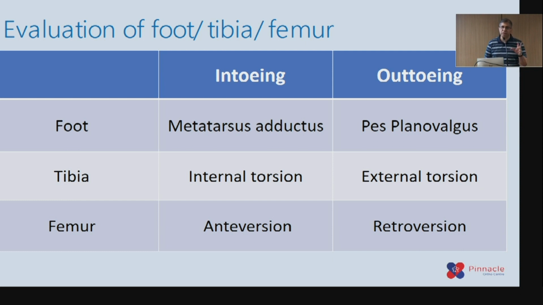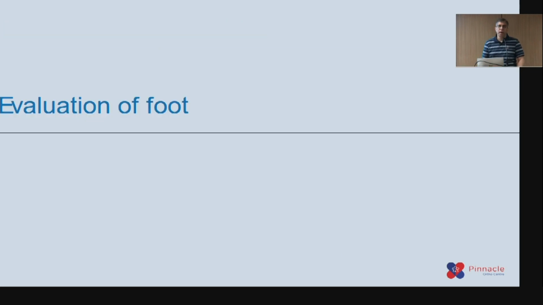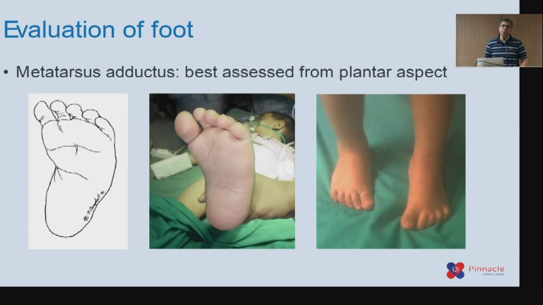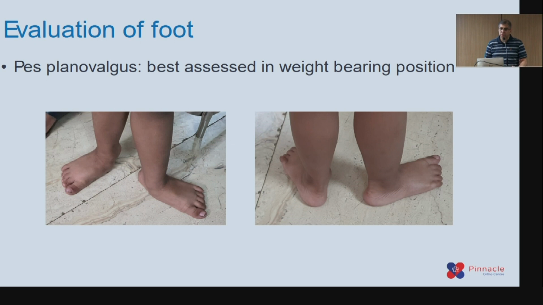It can arise, as I said, from the foot or the tibia or the femur, and you have to evaluate each of these segments. In the foot, intoing can arise because of metatarsus adductus, that is a bean-shaped foot. This can be easily assessed on inspection by looking at the foot from the plantar aspect. Similarly, pes planovalgus or flexible flat foot will lead to outtoing, and this is best assessed by inspecting the foot in a weight-bearing position. You will see loss of the medial longitudinal arch of the foot. You will see excessive eversion at the level of the subtalar joint.